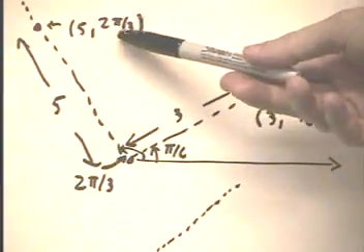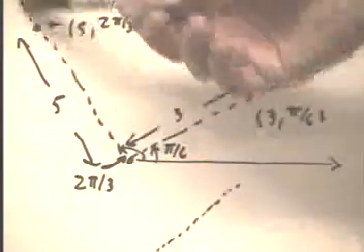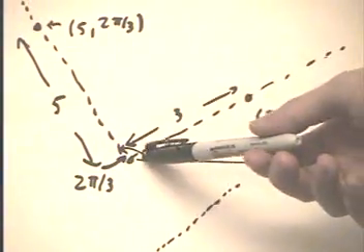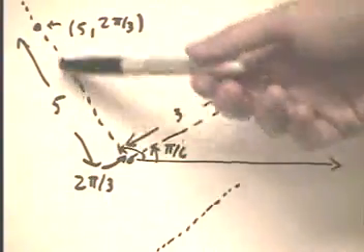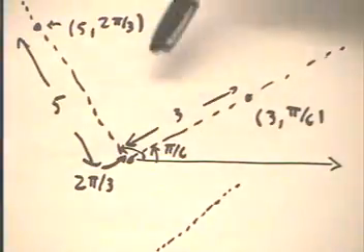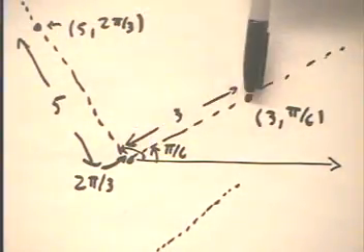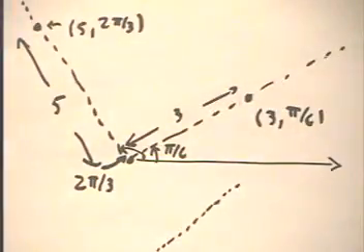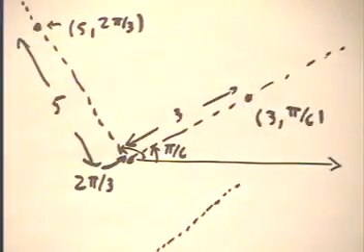To get to the point (5, 2 pi over 3), we come out in the direction of the ray at angle 2 pi over 3 with respect to the polar axis. Here's the angle. And we come out a distance 5. So this one will be at this angle and a little further than the 3 here. Actually, it should be a little further according to scale. My scale isn't real good here.